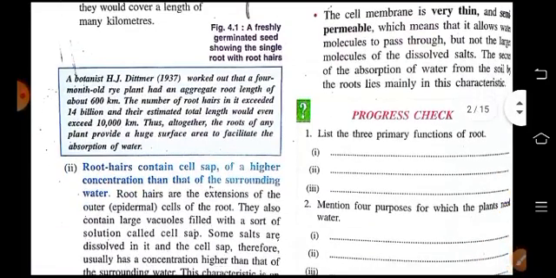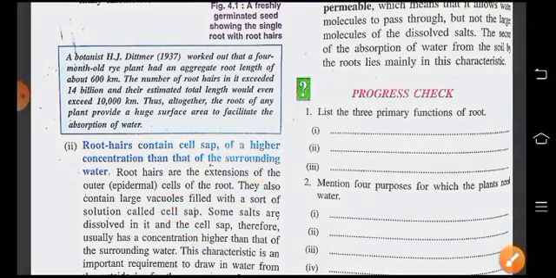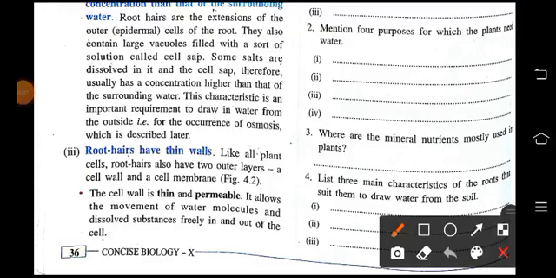Okay. Now the root hair contains cells of higher concentration than that of the surrounding water, because root hairs are extensions of the epidermal cells of the root, and they also contain large vacuoles which are filled with a solution known as cell sap. Now some salts dissolve in the cell sap, therefore it has a higher concentration than the surrounding water. Now this characteristic is an important requirement to draw in water from outside, that is from the soil. So we'll read about osmosis further.